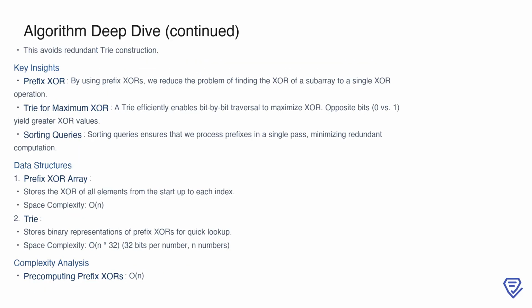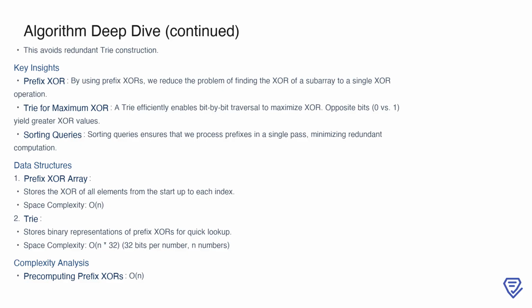By processing the queries in an optimized order, we can avoid redundant trie constructions. Sorting the queries by their prefix length ensures that we only insert new prefix XORs into the trie as needed, making the process more efficient. The key insights here are, first, that prefix XORs allow us to reduce the problem of finding the XOR of a subarray to a single XOR operation. Second, a trie is a powerful data structure for maximizing XOR values bit by bit, as opposite bits yield higher XOR results.